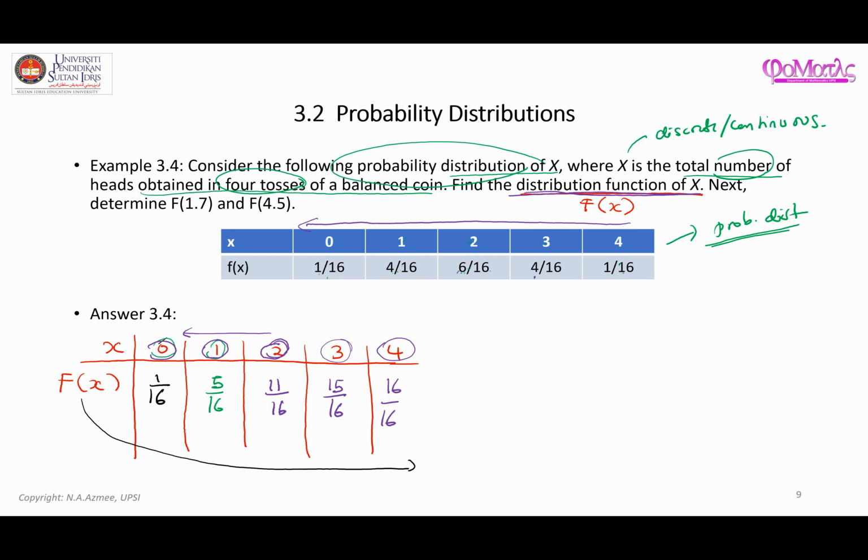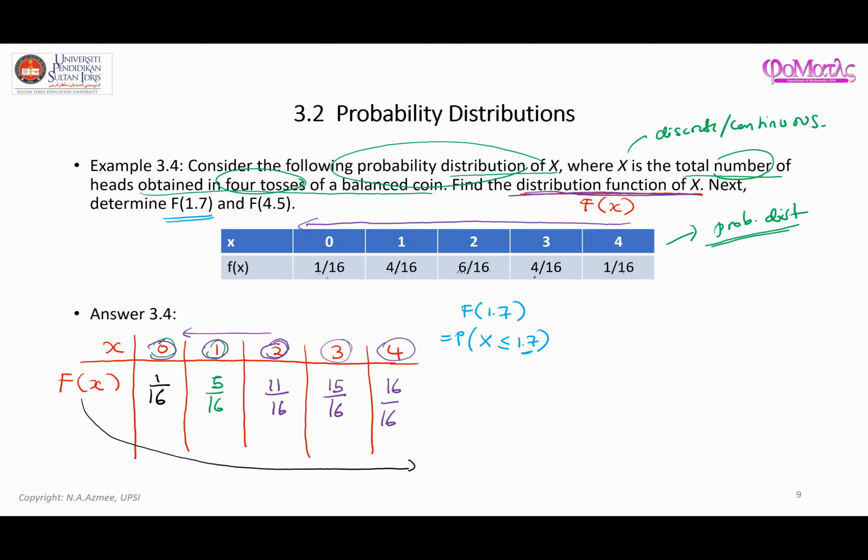Right. Now the next question is asking you to find this value F(1.7). Okay, so how we can do that is we can see that F(1.7) means the probability that X is less than 1.7, but we don't have that value. Basically 1.7 doesn't exist here because we are talking about the discrete case right now.